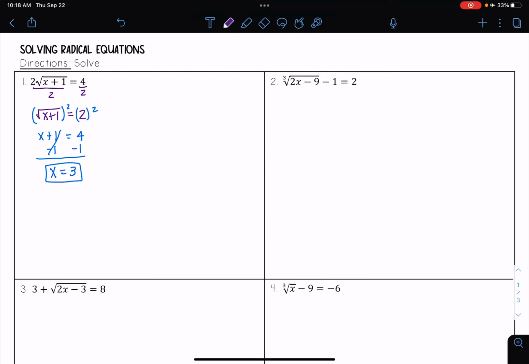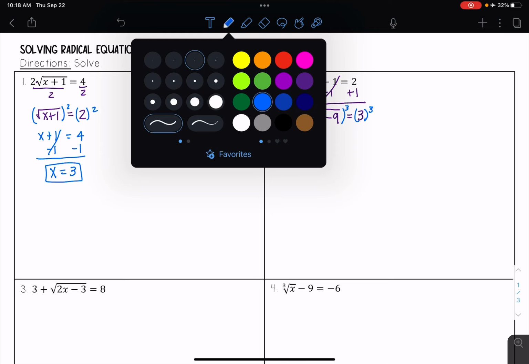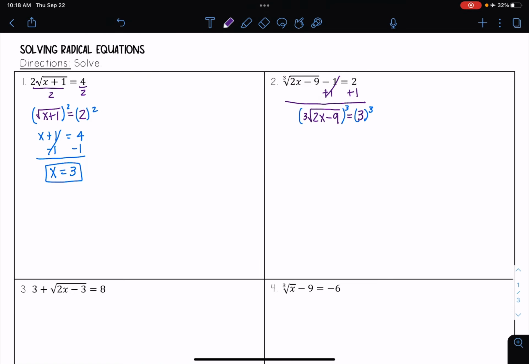Number 2, I have the cube root of 2x minus 9, minus 1, is equal to 2. My first step is to isolate that radical. Right now there's that minus 1 with that radical, so I want to first move that to the other side. I'm going to add 1 to both sides, and I get the cube root of 2x minus 9 is equal to 3. Now I need to get rid of that radical. This time, since I have the cube root, I'm going to cube both sides. When I cube the left-hand side, the radical cancels out, and I'm left with 2x minus 9. It's equal to 3 raised to the third power, which is 27. Now I just need to solve this equation.